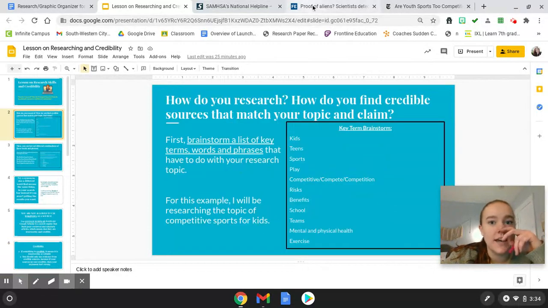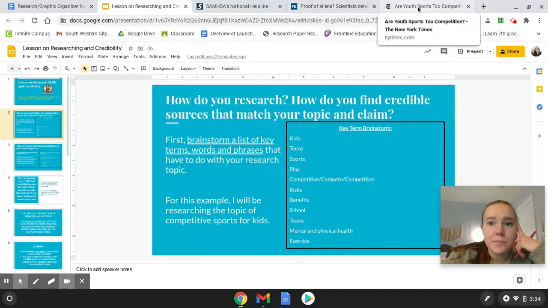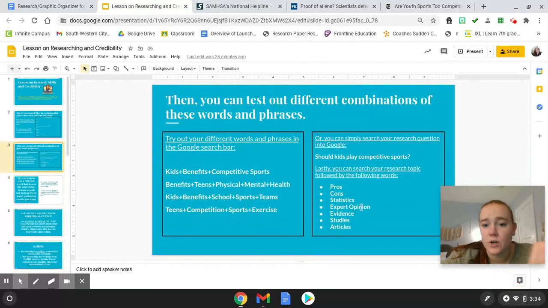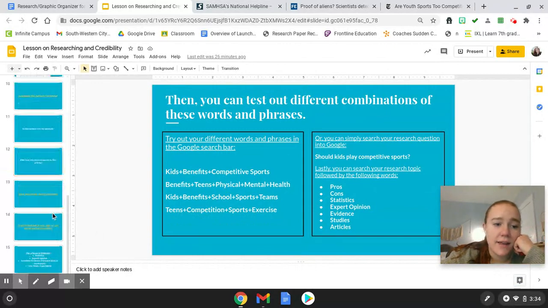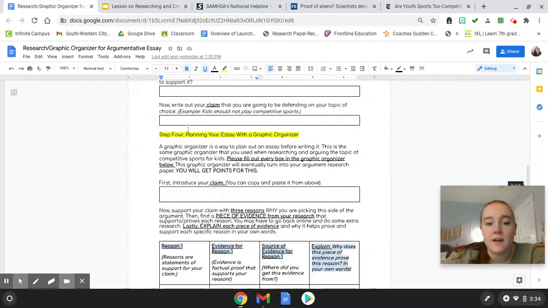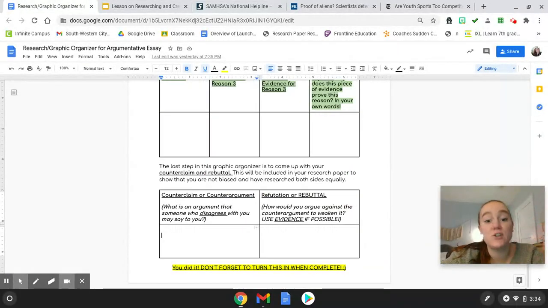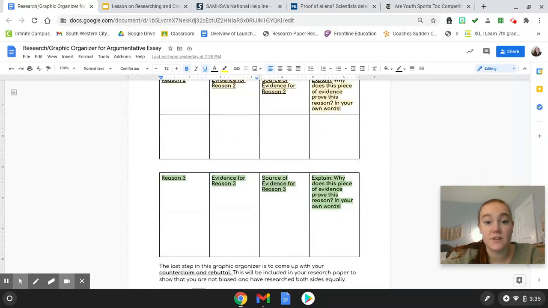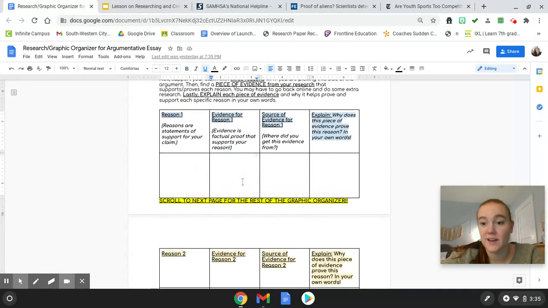So don't forget to search with your keywords. Don't forget to check for credibility. Don't forget to try some different words like this in here. And last but not least, have fun filling out your pros and cons and your graphic organizer for your eventual research paper. Basically, this is going to turn into your essay, your argument essay, okay?